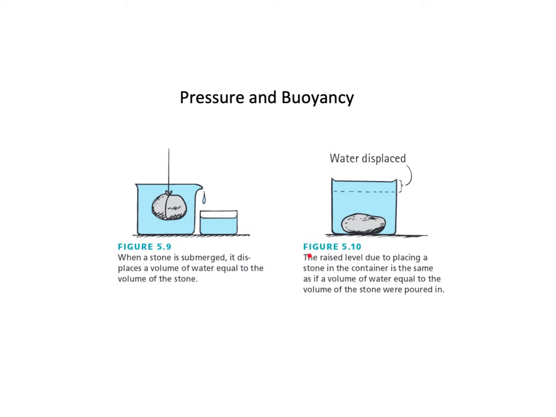And in the caption, we can see another way of saying that. The raised water level due to placing a stone in the container is the same as if a volume of water equal to the volume of the stone were poured in. In other words, if there was no stone and the water was just filled up to this dashed line, we could pour some extra water in, and that extra water would be the volume of the stone. Now, if I don't pour the extra water in and I put the stone in, the water level is going to rise to the same height, equal to the volume of the stone. That's how much water gets displaced.